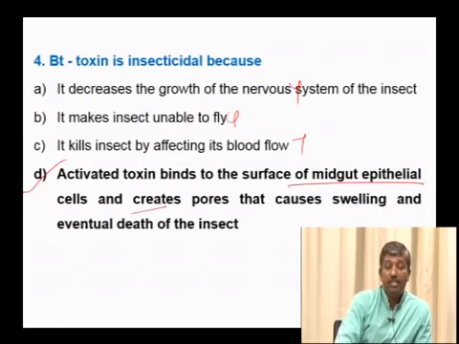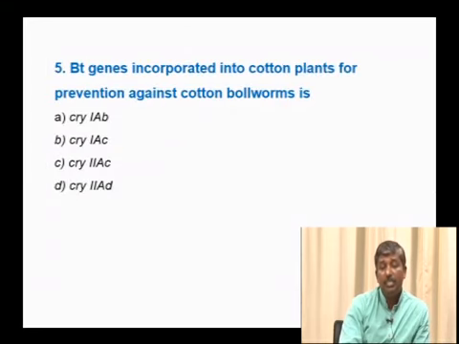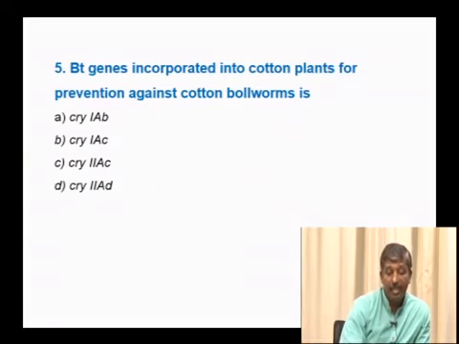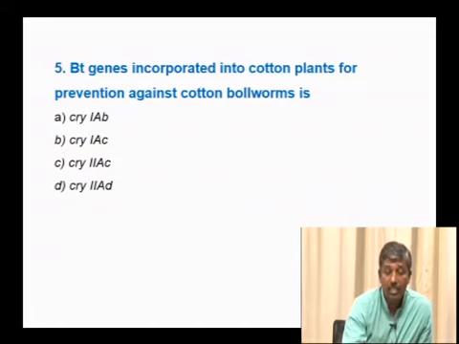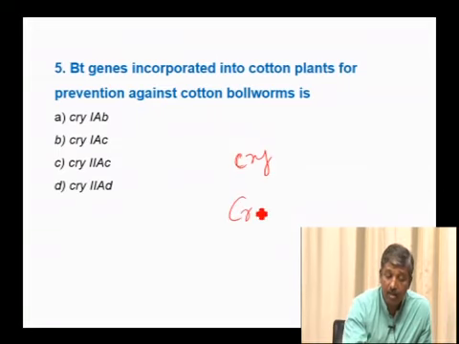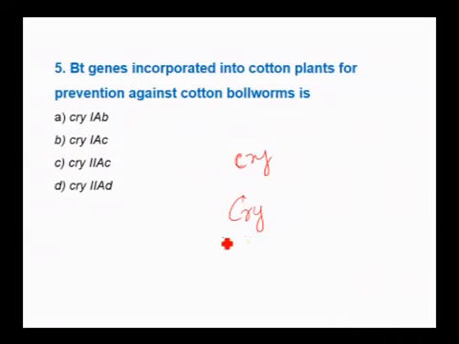So Bt toxin is... Bt genes incorporated into cotton plants for prevention against cotton bollworm is here as Cry1AB, Cry1AC, Cry2AC, Cry2AD. See, generally genes are written in small letters or even italicized, whereas the protein encoded by them is written with the same alphabets, but in Roman. The first letter is capital, the remaining are small. Here Bt genes, so that is Cry genes, Cry1AB, Cry1AC, Cry2AC, Cry2AD.